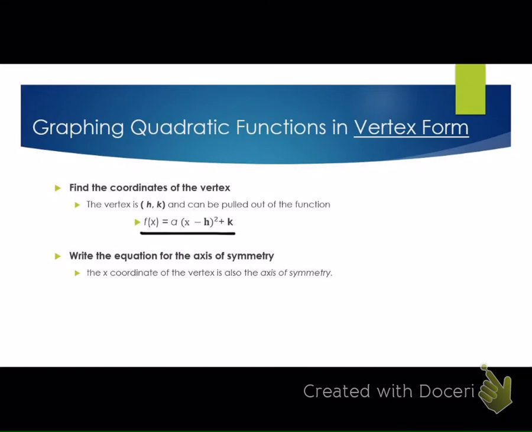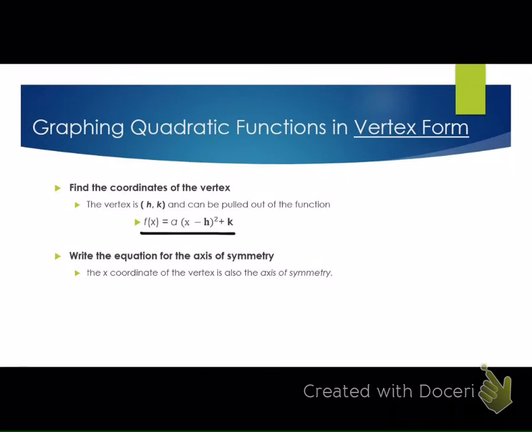Now, if you remember standard form last week, we had to use the formula x equals negative b over 2a, negative b divided by 2a. Then once we found the x value, we had to plug it back into the original problem to find the y value, and then we had our vertex. Well, in vertex form, it's there. We pull it straight out of the function, and we're done. Okay? So let's talk about what that means.